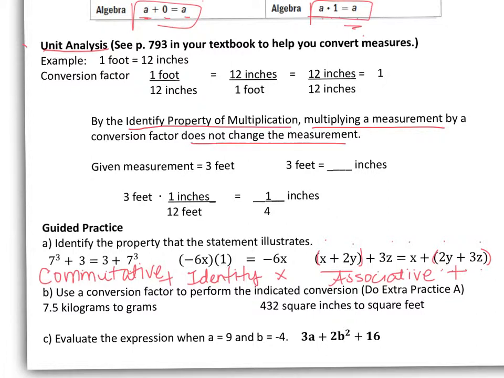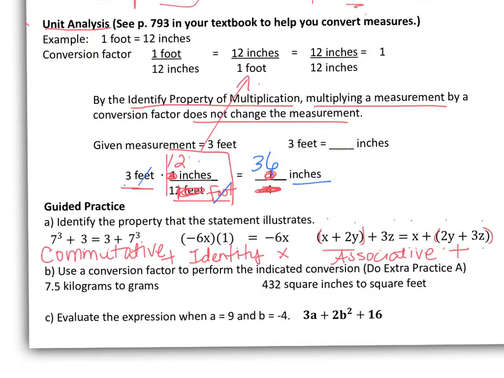So given the measurement equal 3 feet, how many inches will that be? So I can take 3 feet and multiply that by a conversion factor of 12 inches over 1 foot. Please excuse me for the misprint. So I use this conversion factor because I can cancel out feet or foot, doesn't matter. Therefore, I'm left with 3 times 12, which makes 36 inches.